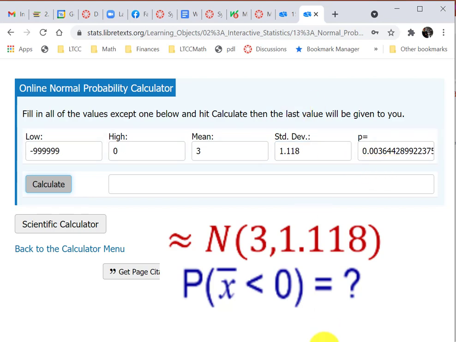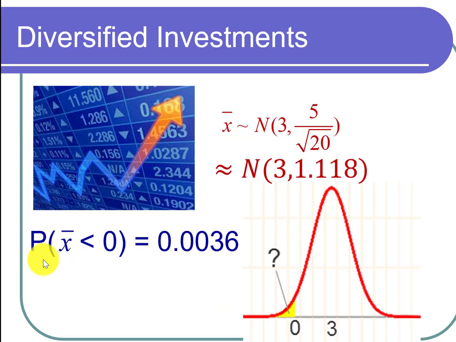So let's go back to the question. And we could say that the probability that X bar is less than 0 is equal to 0.0036, or there is about 0.36% chance of losing money. Very small percent chance, 0.36.